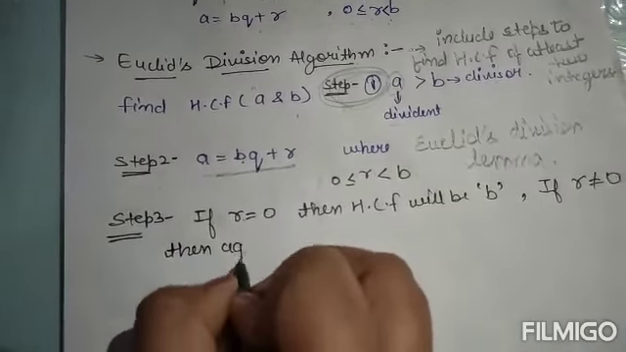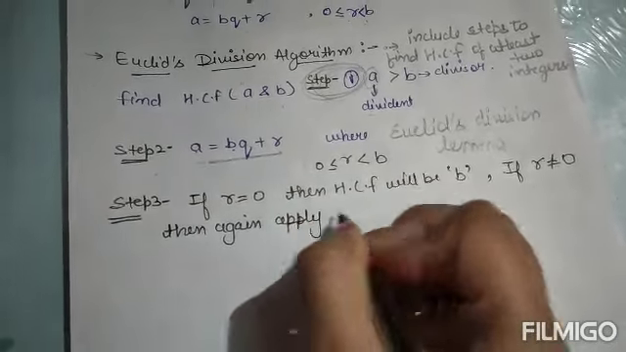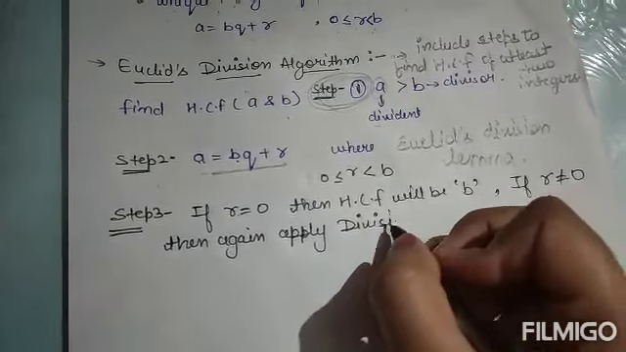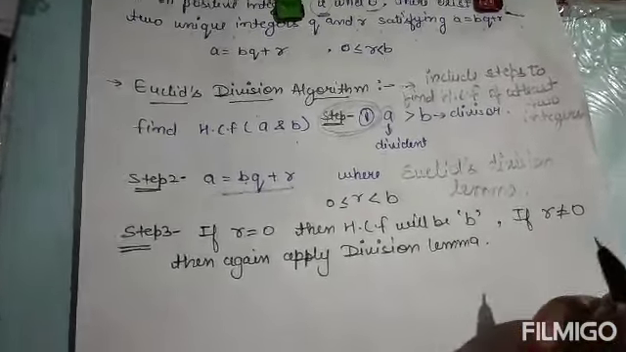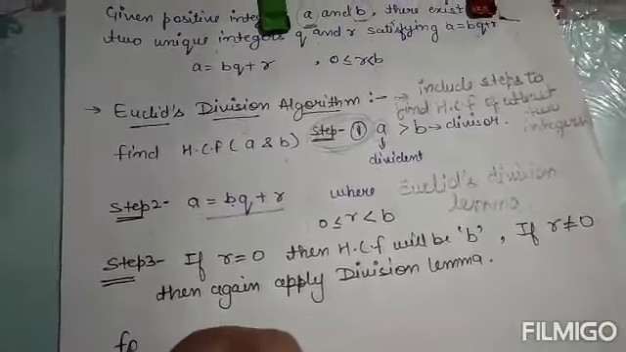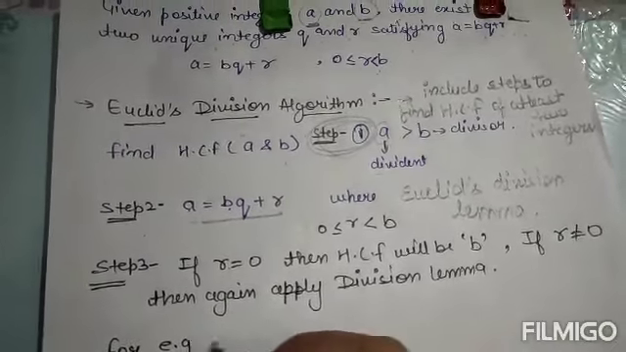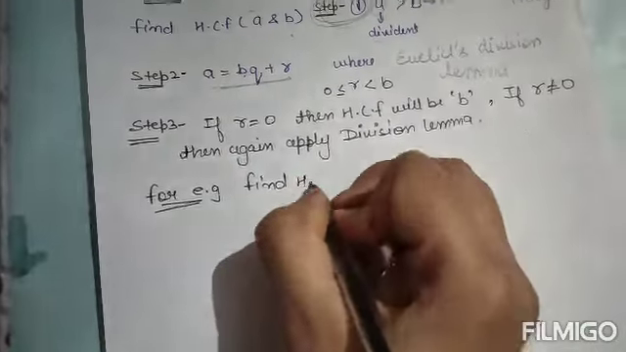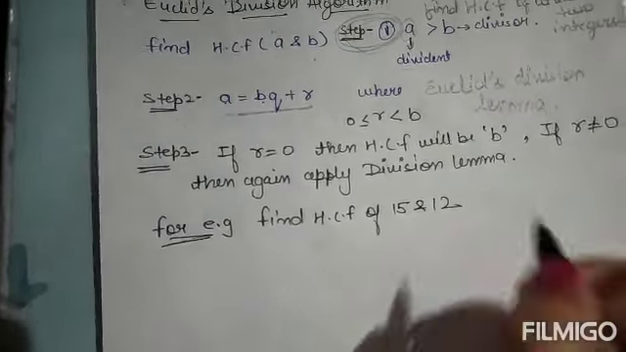we have to again apply the division lemma, that is, Euclid's division lemma. Now let's understand with an example. For example, find the HCF of 15 and 12.